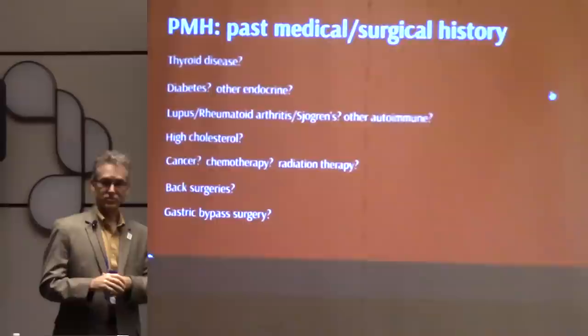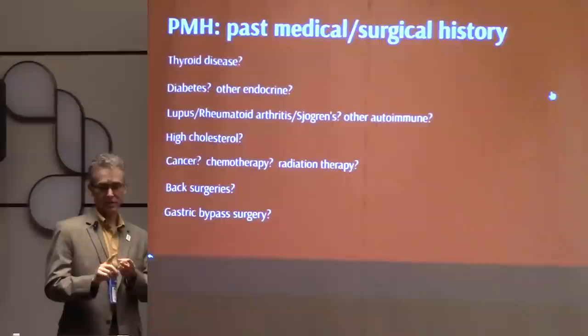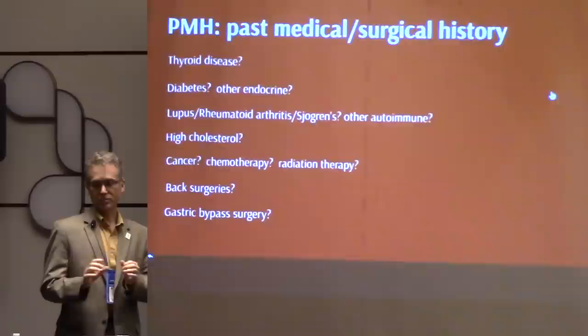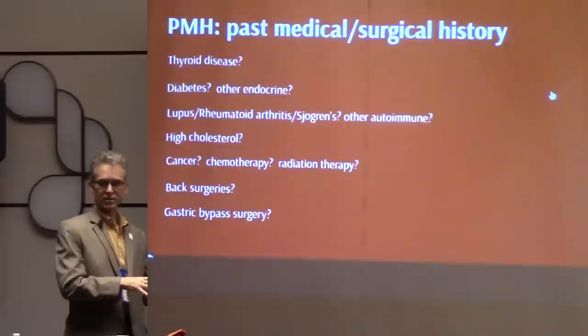If you've had gastric bypass surgery, you are at a little higher risk for problems absorbing, especially B12, copper, and a few other things. So if you've had gastric bypass surgery, we're always going to check your B12 level. We're always going to check your copper level to see if something is off. Is this some kind of a metabolic thing causing your weakness, or is it actually the myositis?